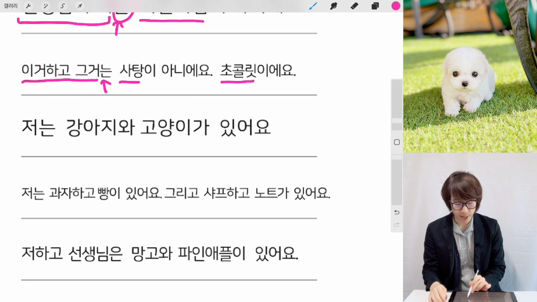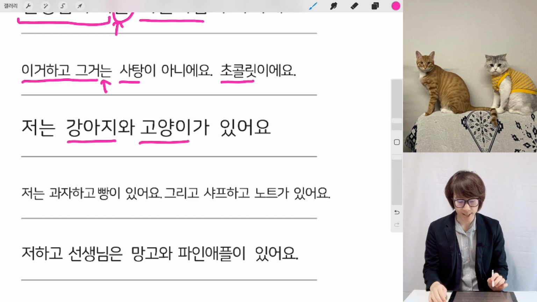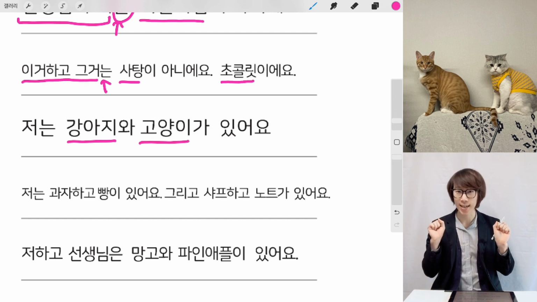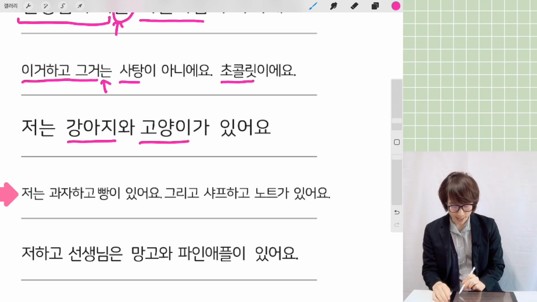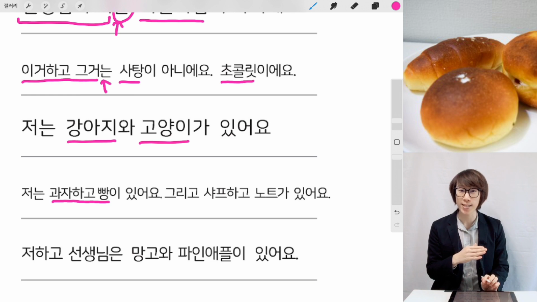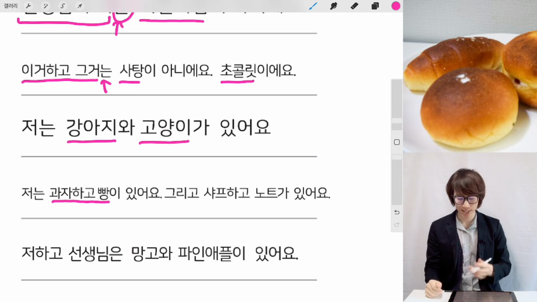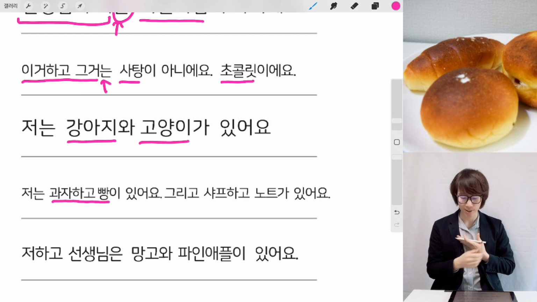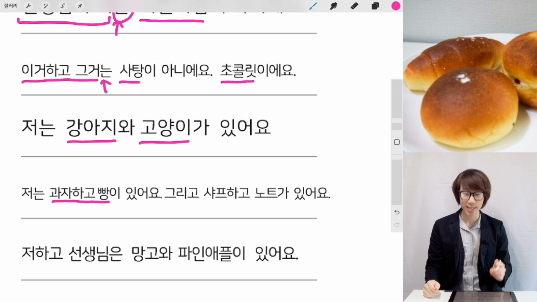Next sentence. 저는 강아지와 고양이가 있어요. 강아지 is a puppy. 고양이 is a cat. So 저는 is the subject. 강아지와 고양이가 있어요. I have a puppy and a cat. Next sentence. 저는 과자하고 빵이 있어요. 과자 means snack and then 빵 is bread. So 저는 과자하고 빵이 있어요. I have cookies and bread.